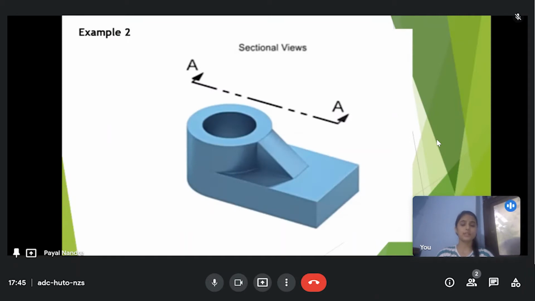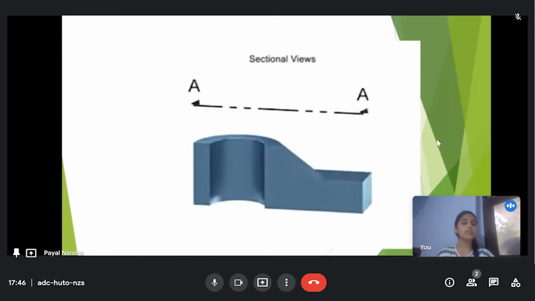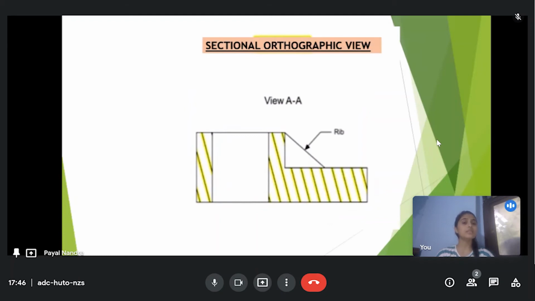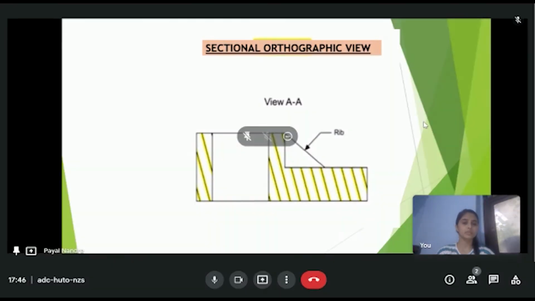This is the second example. Now we are going to cut this object along the A to A line. This is how the object will look after cutting it from the middle. This is the sectional orthographic view. These are the hatching lines. As we know, here is the rib and the plane is passing through the axis of the rib. Hence we have not drawn the hatching lines there.